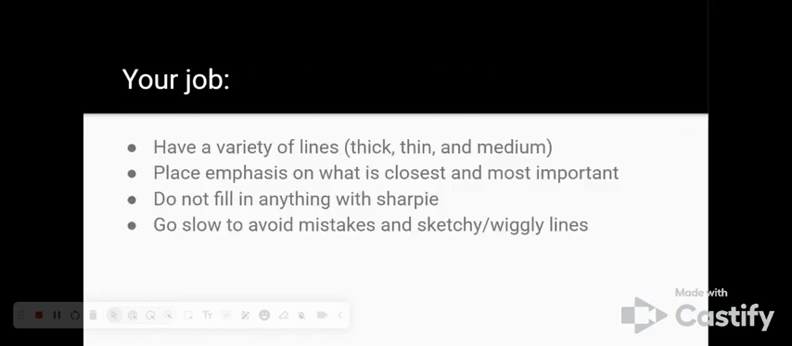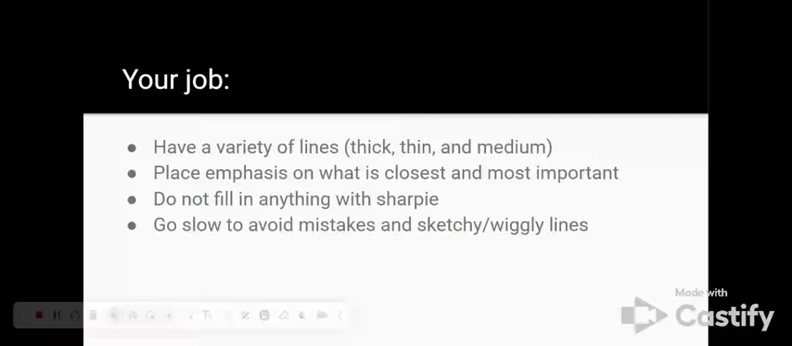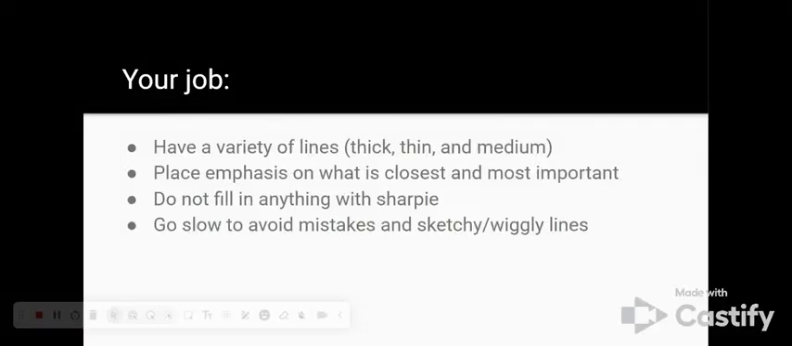When you create your Zentangle, you want a variety of line thickness. Some areas will be thicker, some areas will be thinner. I recommend using both a thick and thin Sharpie for this, and then you'll only have to create one more line weight on your own. You'll want to place emphasis on the things that are most important. So maybe you think the sectioning of your Zentangle is the most important, and then you use the fine tip Sharpie in those sections to create the patterns within the spaces. Don't fill things in. And you want to go really nice and slow to avoid wiggly lines and mistakes.